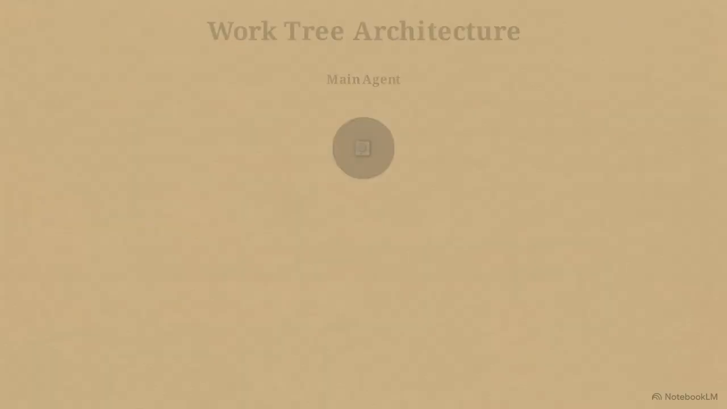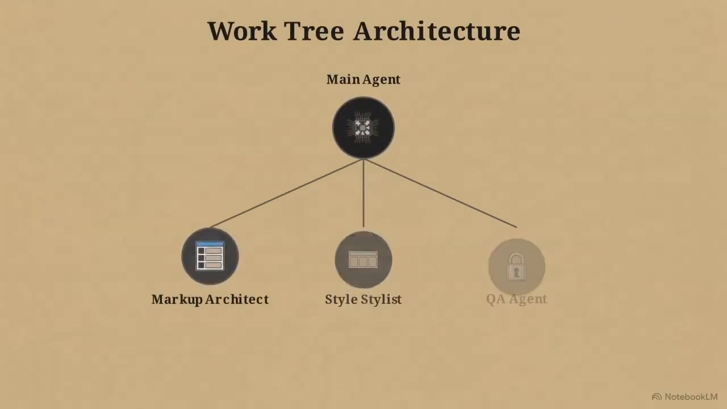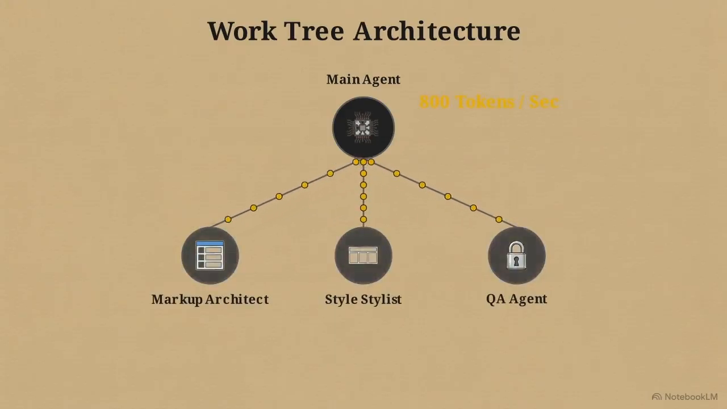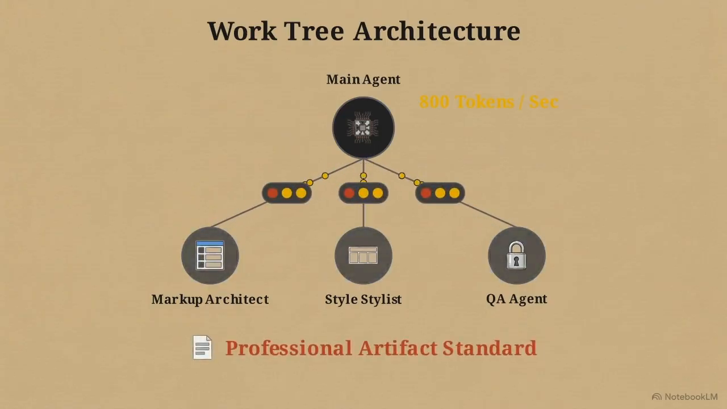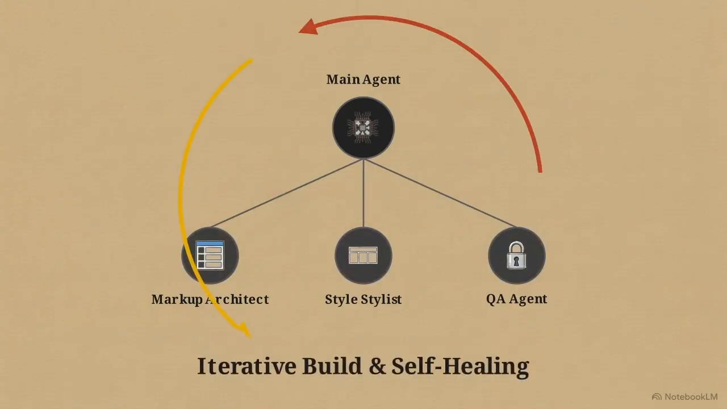This is the work tree architecture. Using Gemini 3.5 Flash, the system processes logic at 800 tokens per second, allowing sub-agents for markup, styling, and QA to work in parallel. Managing AI prompt engineering strategy is critical to successful deployment.